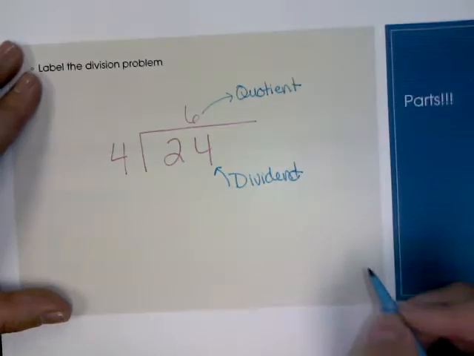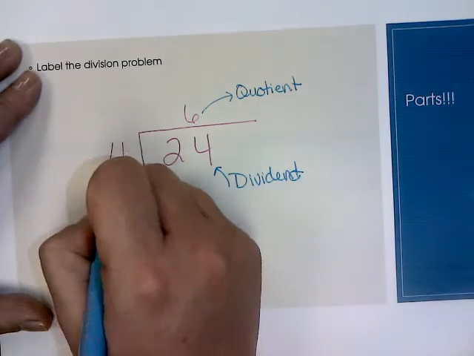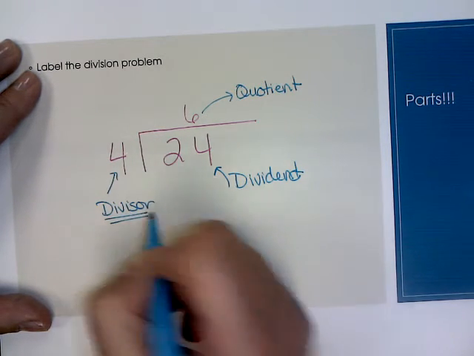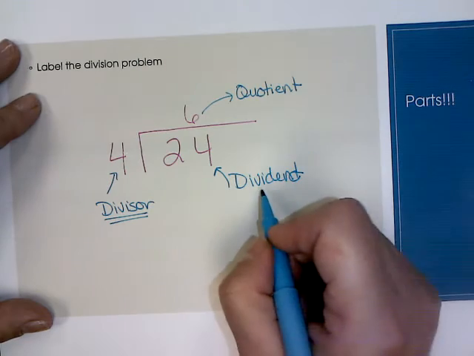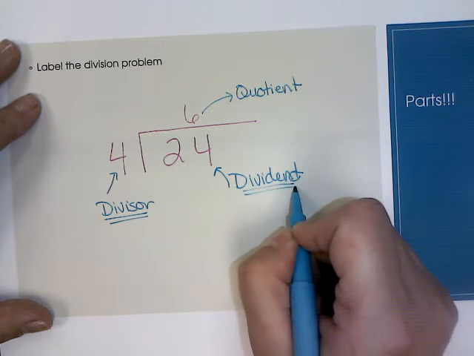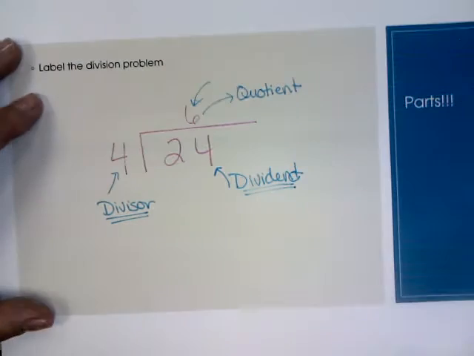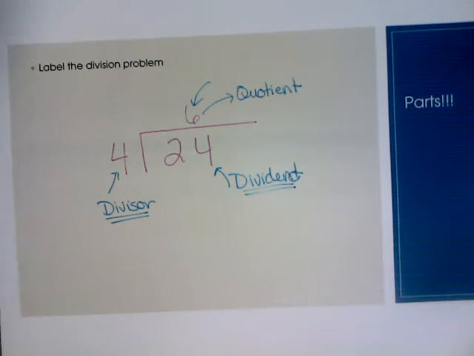Whoops, there we go. And my 4 is called the divisor. That's the one that's going to be doing the dividing. The dividend is going to be the one that's going to be breaking apart into 4 groups. And my quotient, again, is my answer. Okay, let's go ahead and move on to the next slide.